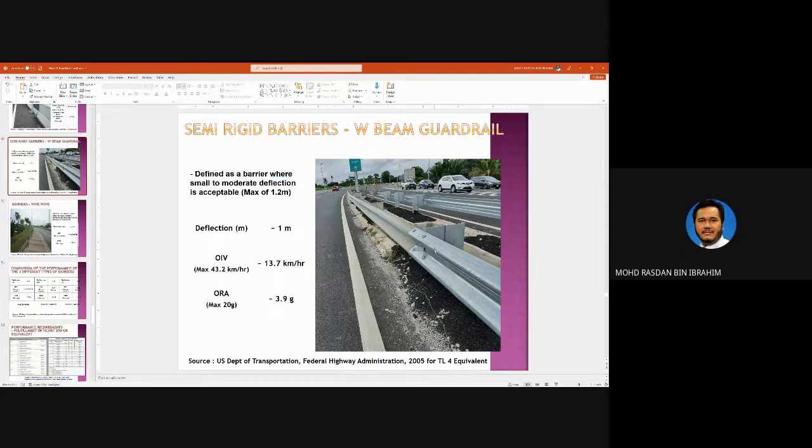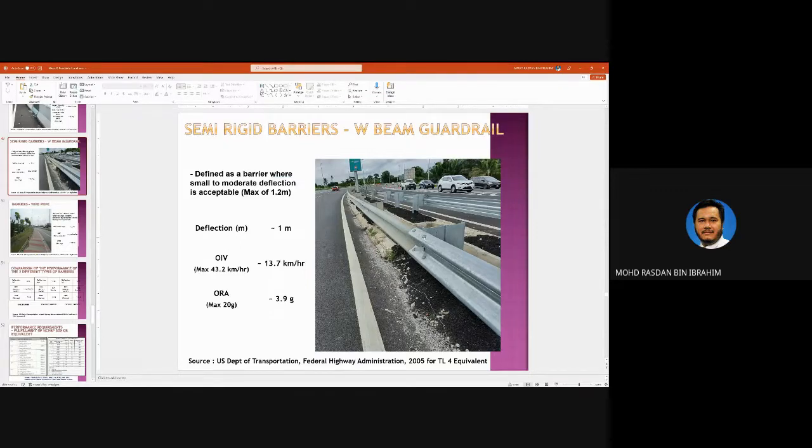Recently, they are starting to use the W-beam connected directly to the column here. It does not have any packer. This design has not been approved by JKR, but I can see that some contractors have started using it. This is very dangerous because the distance and the amount of deflection when this guardrail is being hit has already been designed. So you need the distance.